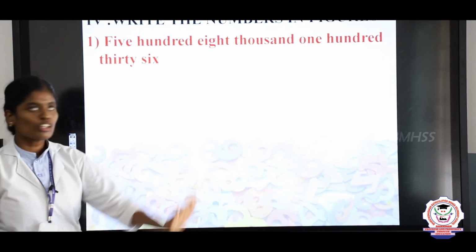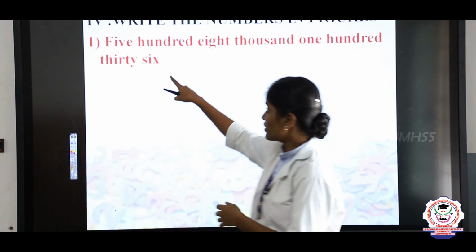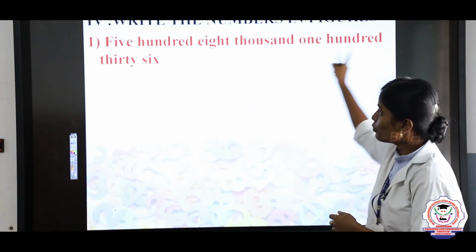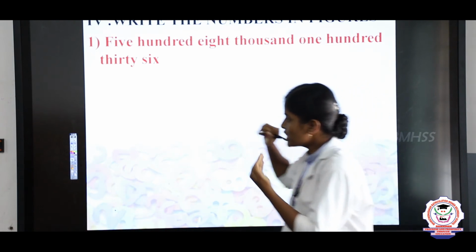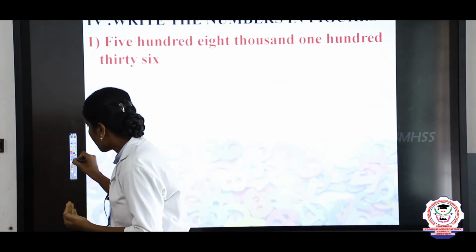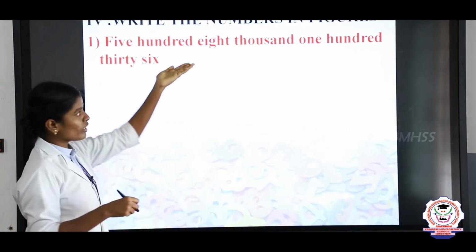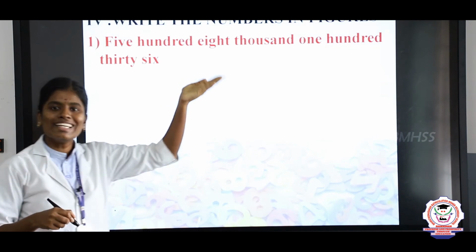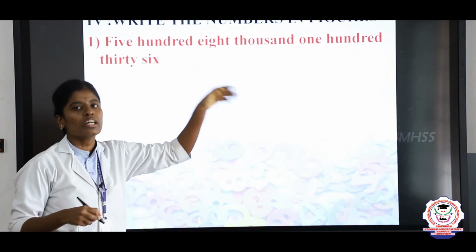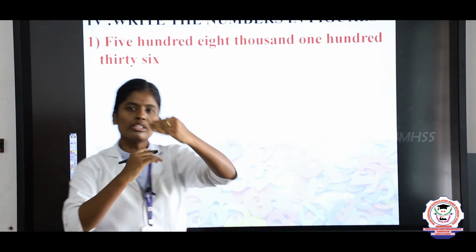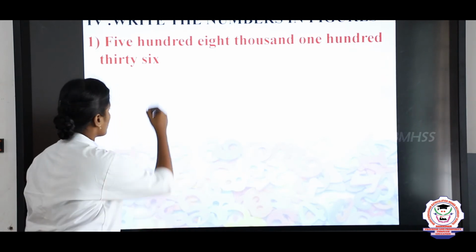Today's final topic is write the numbers in figures. The question is 508,136. So listen children, what place value system is this? This is the international place value system, right? Write the numbers in figures. They have given the number's name, and now we are going to write the numbers in figures. So first we are going to write the numbers.